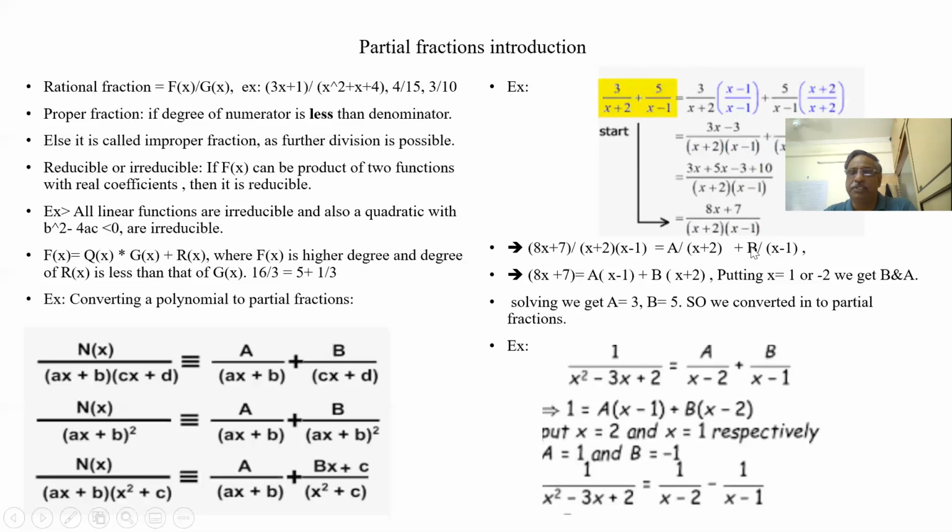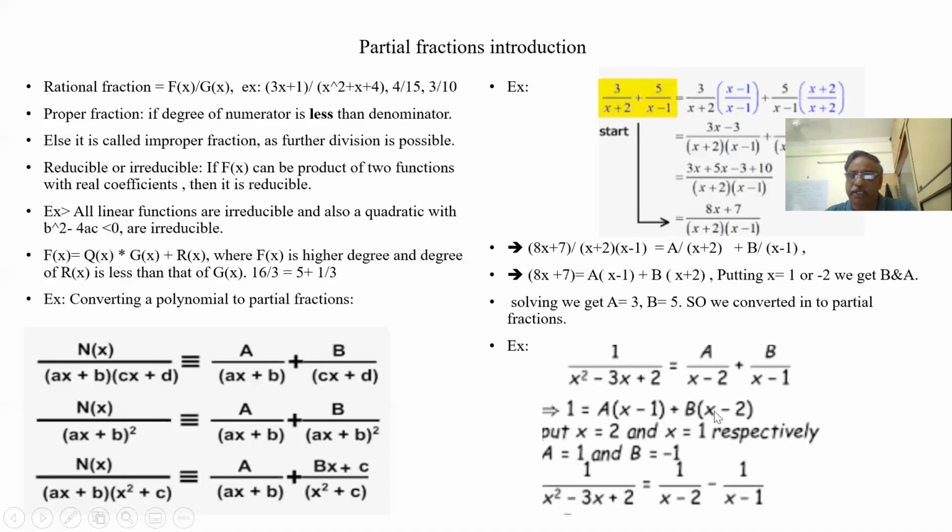You have to put this equation properly. Suppose x minus 1 whole square is there, then I have to put C by x minus 1 whole square also in this equation, like this. Once we identify correctly, we can solve the problem. Let us take this one: 1 by x square minus 3x plus 2. x square minus 3x plus 2 is nothing but x minus 2 into x minus 1. So I put A by x minus 2 plus B by x minus 1. Same process. And here 1 is equal to A into x minus 1 plus B into x minus 2.